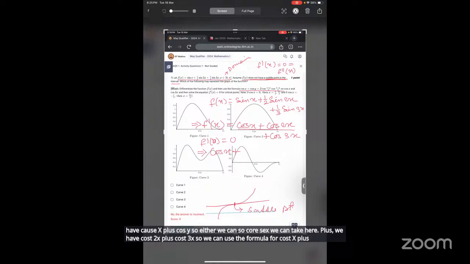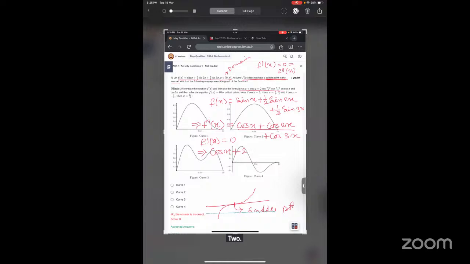Then what will we get? 2 cos of (2x plus 3x) by 2, that means 5x by 2, times cos of (x by 2) or minus x by 2. Both are the same, right? Because cos of minus x is cos x.